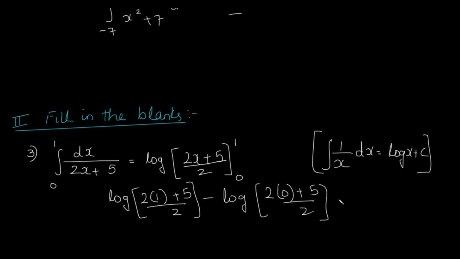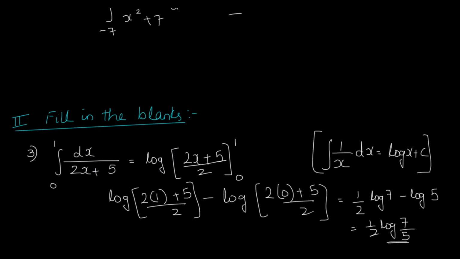So over here, we take 1 upon 2 common outside, and we get log of (7, 2 plus 5, 7) minus log of 5. So our answer comes out as 1 upon 2 log of 7 upon 5. This becomes the answer for the fill in the blanks.